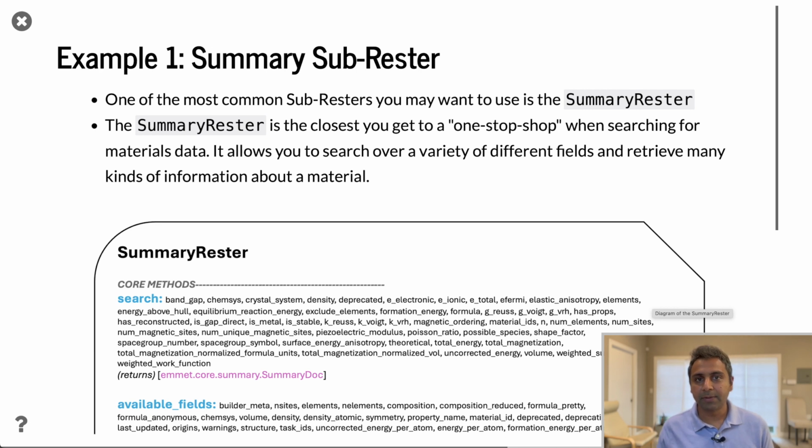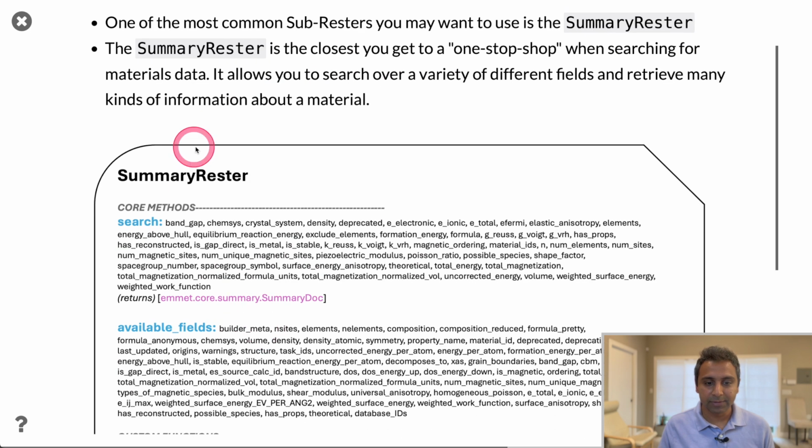And this is probably the closest to a one-stop shop in the sense that it allows you to search over a wide variety of materials properties. And it also returns quite a lot of data for every material that matches. I've drawn a diagram of what the SummaryRester looks like. It has a search method, and these are all the parameters of the search method. These are all the things that you can search on.